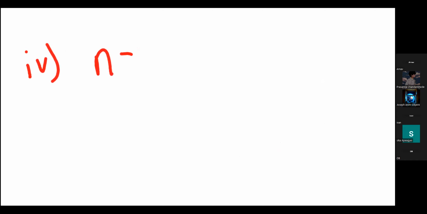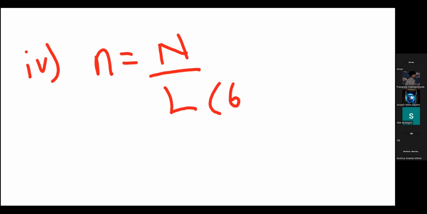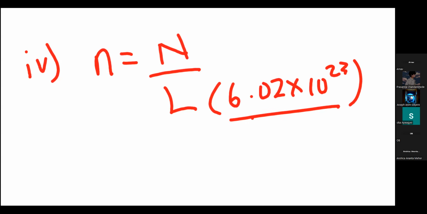number of moles is equal to big N, the number of particles, over Avogadro's number. This Avogadro's number is 6.02 times 10 exponent 23 particles. It's a constant value. This is Avogadro's constant. So you'll be asked to find this. This is the number of particles.